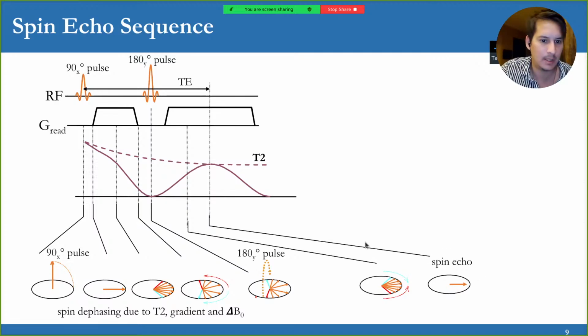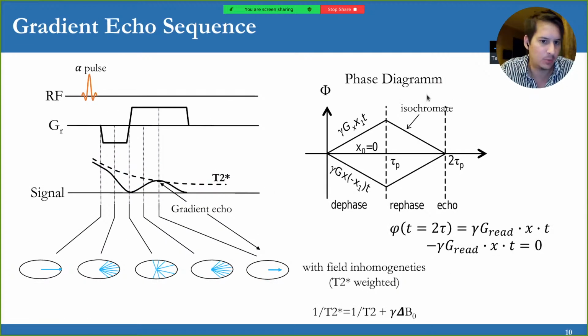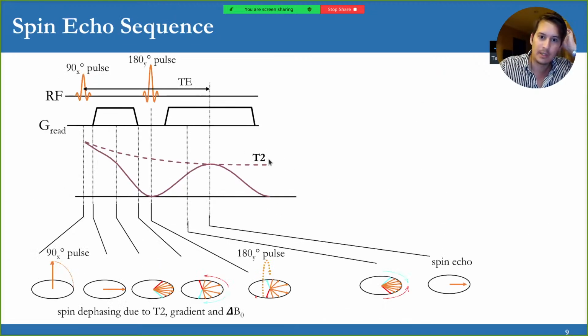And the good thing about that is that the signal you're acquiring does not depend on the small field inhomogeneities that each spin feels. It only depends on the T2 property of the tissue. When you have a gradient echo sequence, as you can see here, as you do not do a spin echo, you do just a gradient echo, as the name tells us, and the decay of the signal will go with T2 star, and T2 star is faster than just the regular T2.